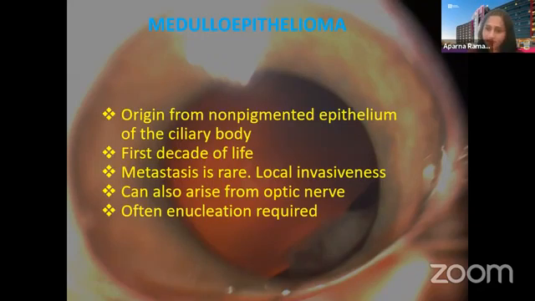Metastasis is very rare with medulloepithelioma, but often you see local invasiveness. Most medulloepitheliomas occur in the ciliary body, but rarely you can also see it arising from the optic nerve. Traditionally, medulloepitheliomas are considered to be chemo-resistant and radiation resistant. So you can attempt a local resection, but oftentimes enucleation is required for these patients.